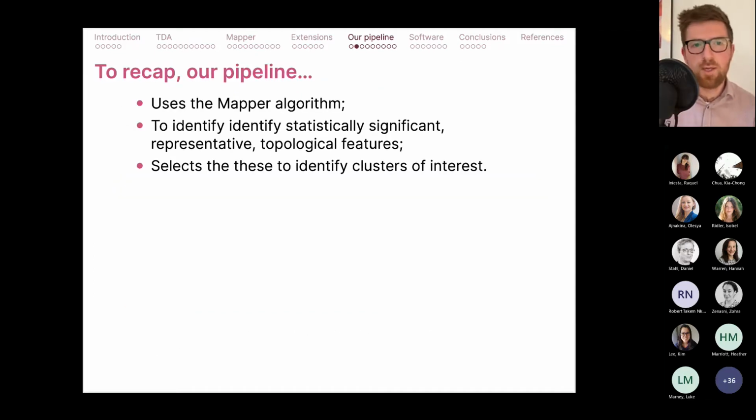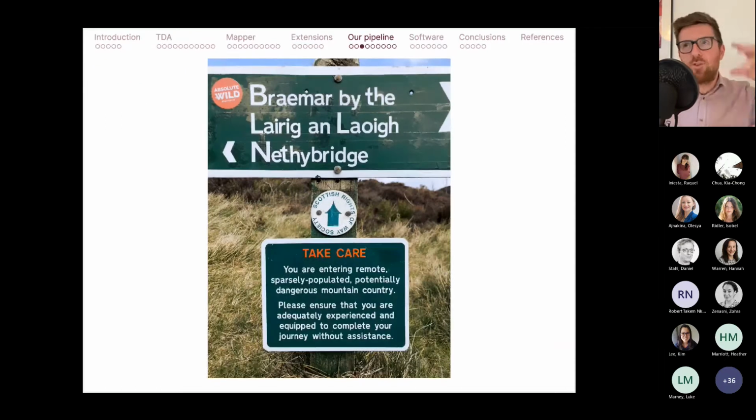Okay, so lots of talking, onto the actual pipeline. Just to recap, we're using the Mapper algorithm. We're interested in identifying statistically significant representative topological features. And we're interested in selecting, within those features, clusters of interest.